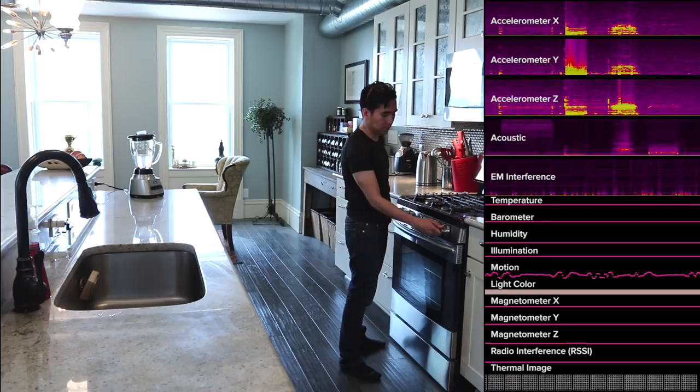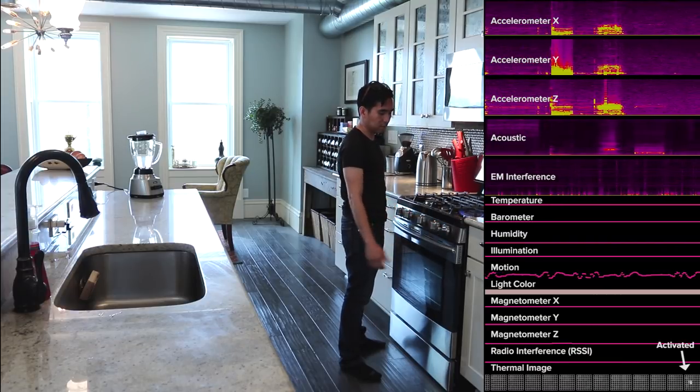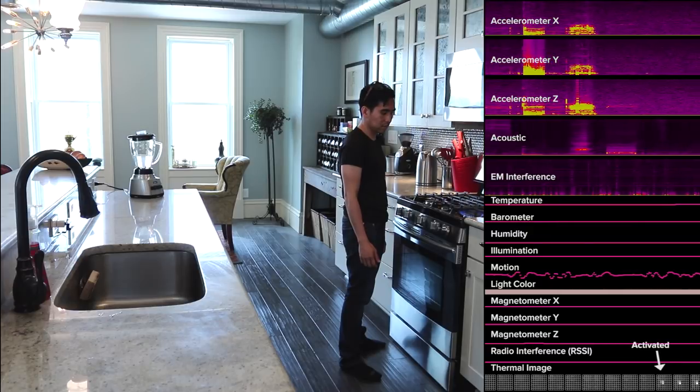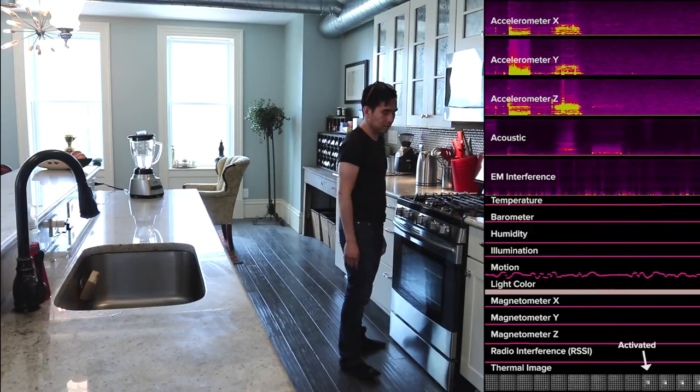Now the user turns on a stove burner. Note how the thermal image reveals not only that the burner is on, but what burner and how hot it is. Of course, this low-level sensor data is rarely of interest to users.